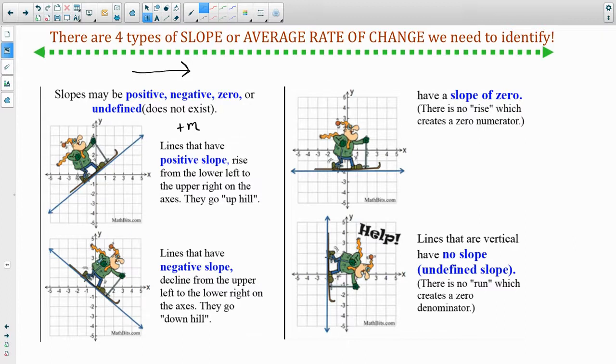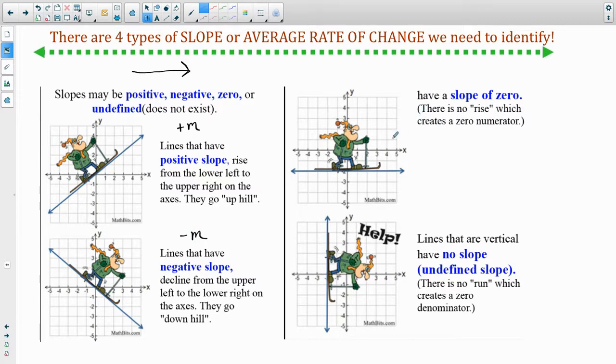Now, after skiing, Sam gets to the top of the hill and he's going downhill as we look at it from left to right. We identify this slope, which we're still going to call M, as being a negative slope. Uphill, positive slope, downhill, negative slope.